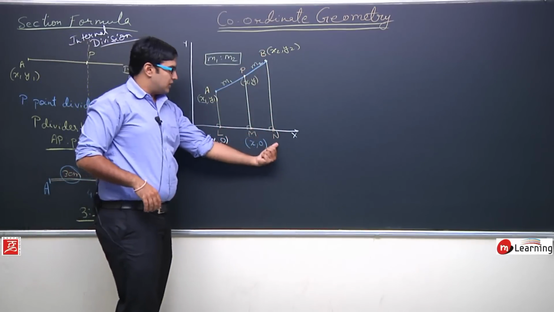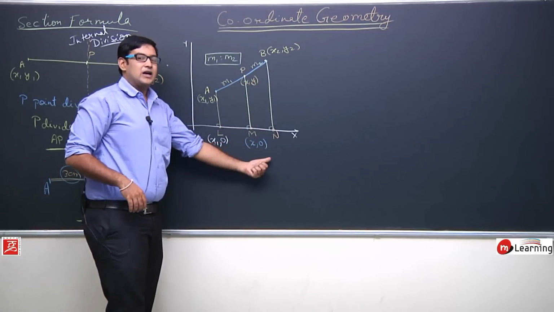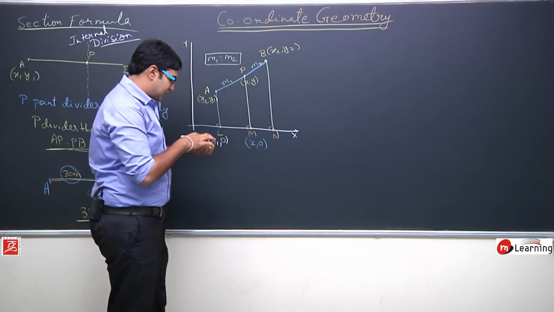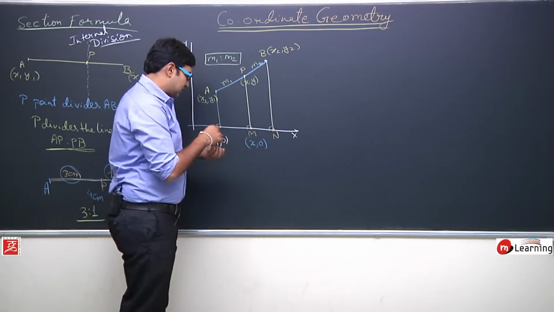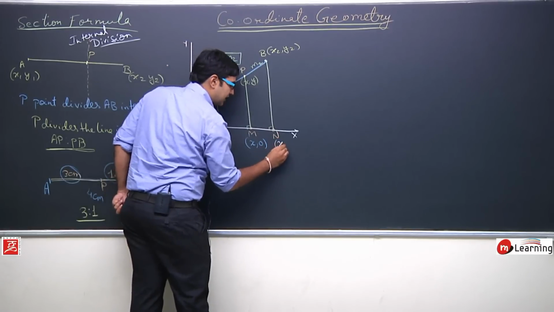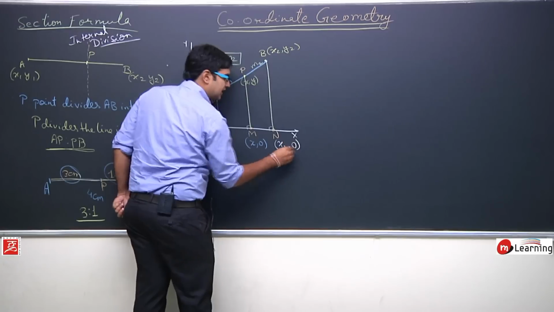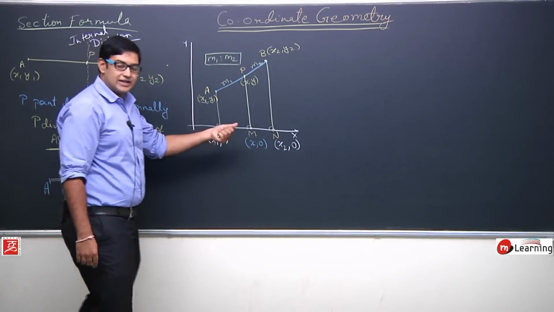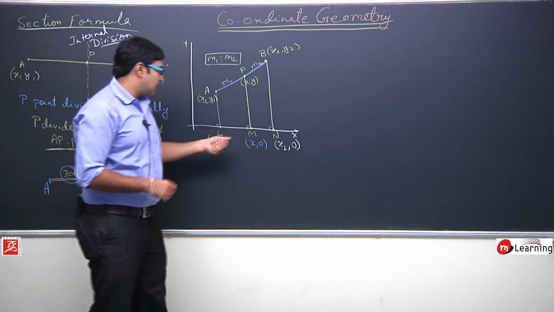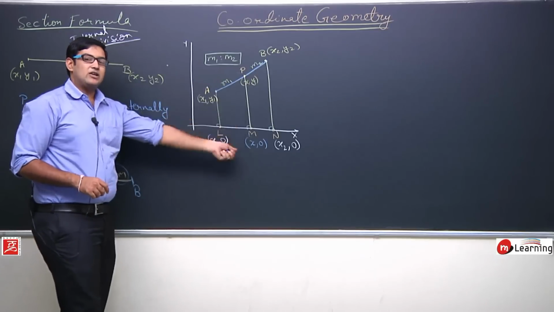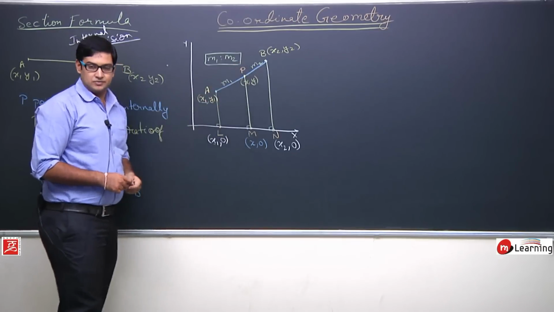Similarly, what about this point N? B and N are lying on the same perpendicular. This is a 90-degree angle, so definitely the x coordinate for B and N should be the same. So it will be x2, and again it lies on the x axis, so the y coordinate is equal to 0. Okay, so what we have done is drawn 3 perpendiculars from all these 3 points.